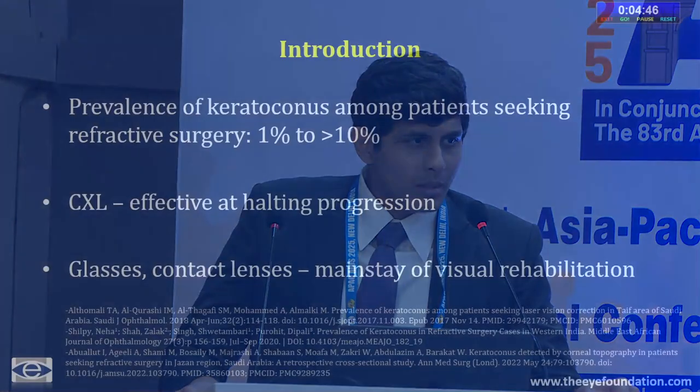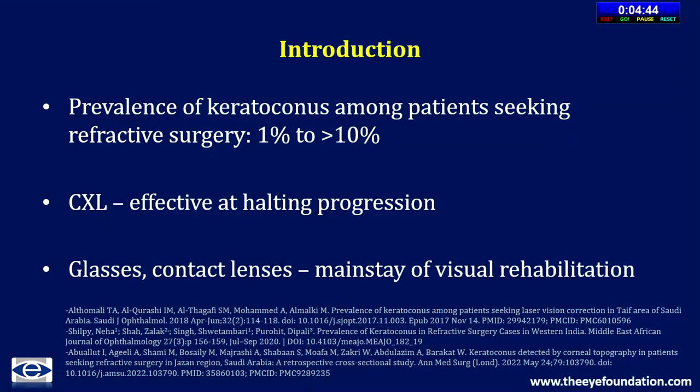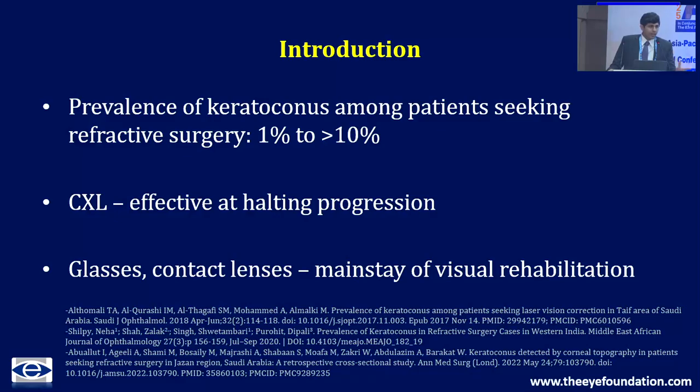So we do know that among the patients who come in seeking refractive surgery, keratoconus patients make up anywhere between 1 and more than 10%, again, depending on the geographical location and the diagnostic criteria. And we do know that cross-linking, while effective at halting keratoconus progression, the mainstay of visual rehabilitation in these patients is often limited largely to the realm of glasses and contact lenses.